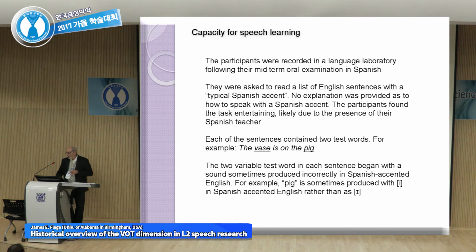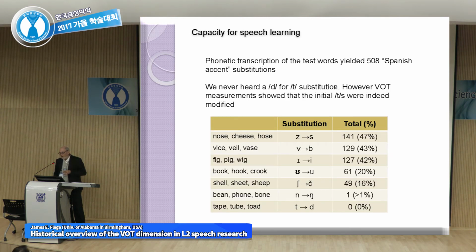Each of the sentences contained 2 test words. For example, "The vase is on the pig." The 2 variable test words in each sentence began with the sound sometimes produced incorrectly in Spanish accented English. For example, pig is sometimes produced with an E, "peeg," in Spanish accented English rather than as "pig." Phonetic transcriptions of the test words yielded 500 of these Spanish accent substitutions, and we counted them.